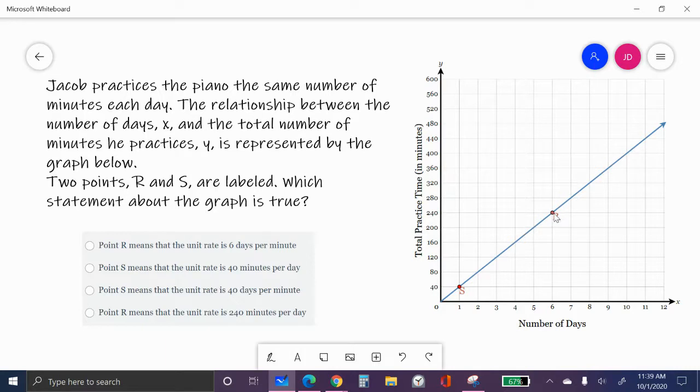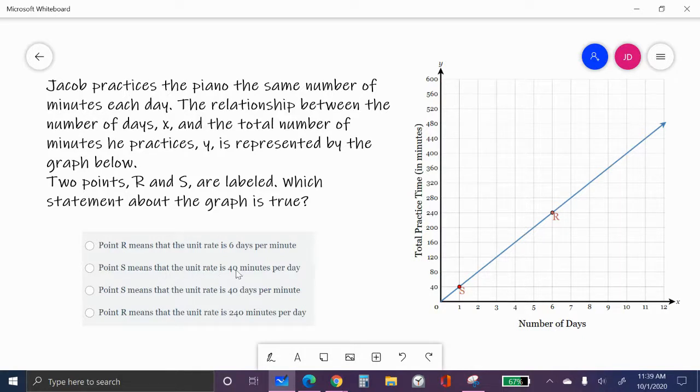It probably represents the constant of proportionality, right? That ratio. That means I go up 240 over 6. Okay, so that's what that means. But I know this is my unit rate. Okay, so R over here. Does that mean R, the unit rate, is 6 days per minute? This doesn't mean 6 days per minute. This is 6 days per 240 minutes. So it's not this one.